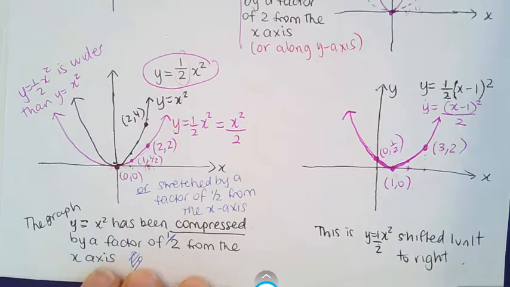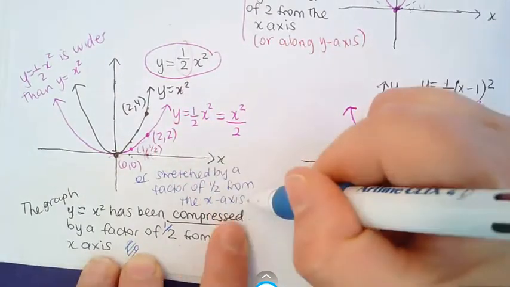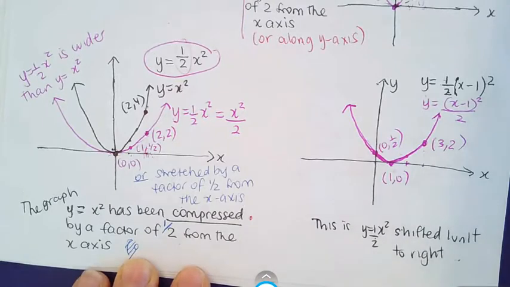It's like scale factor. When you have one object and you make it into another object, if the scale factor is bigger than 1, it gets bigger. And if the scale factor is less than 1, it gets smaller. Okay, so we say stretched by a factor of half from the x-axis, but it's been compressed. So if k is between 0 and 1, it's been compressed.